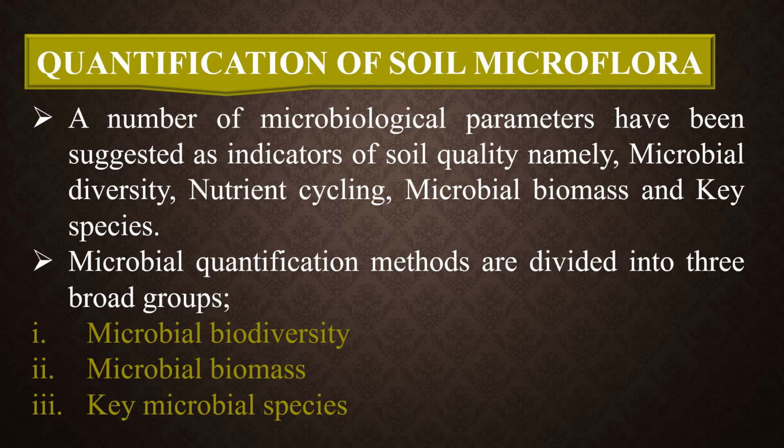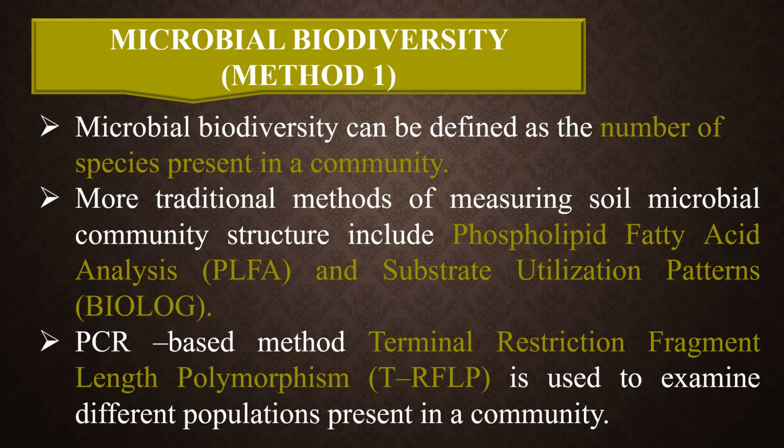Quantification of soil microflora. A number of microbiological parameters have been suggested as indicators of soil quality, namely microbial diversity, nutrient cycling, microbial biomass, and key species. Microbial quantification methods are divided into three broad groups, which are microbial biodiversity, microbial biomass, and key microbial species. Microbial biodiversity. Microbial biodiversity can be defined as the number of species present in a community.